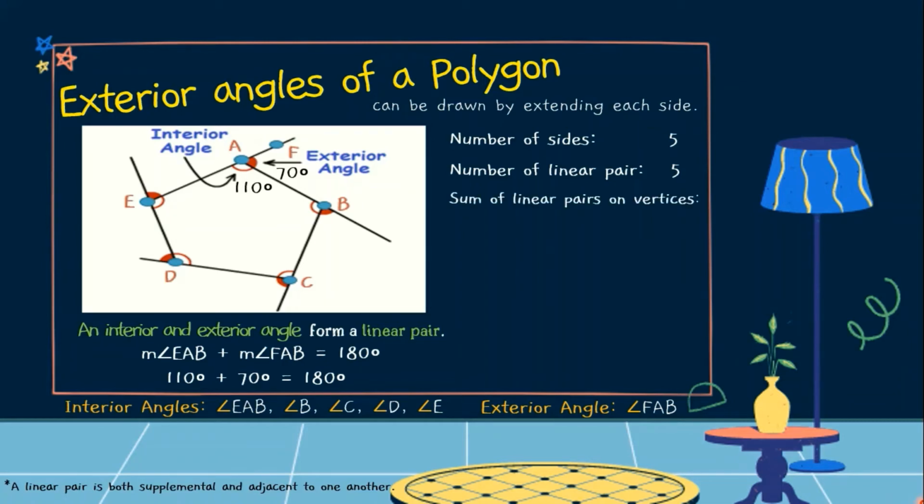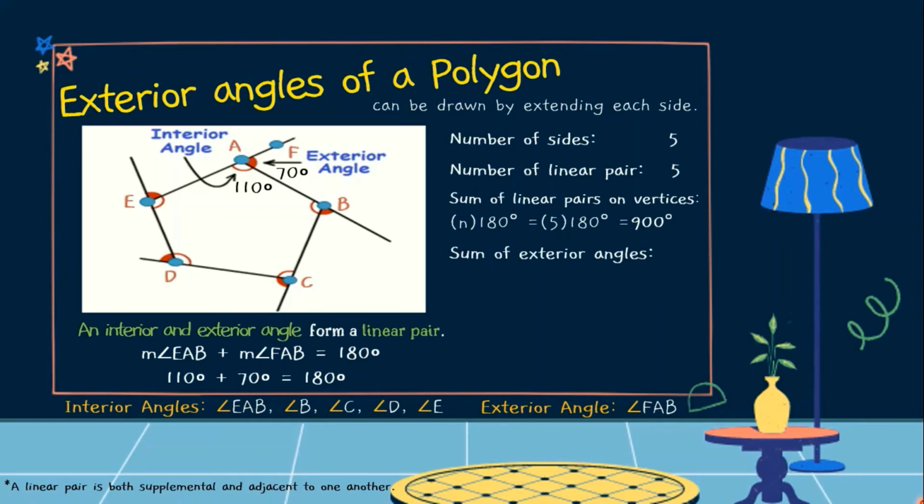Getting the sum of the linear pairs on the vertices, we have to follow this formula, n, which is referring to the number of sides, multiplied to 180 degrees. So in this case, kung meron tayong 5 sides, multiplied to 180, 900 degrees yung ating sum of the linear pairs. Kasi kung 180 ito, meron pa tayong 4 na 180. So 5 180 degrees dahil 5 linear pairs equal siya to 900 degrees.